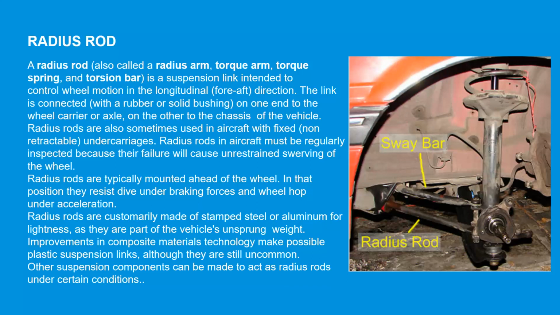Radius rods are typically mounted ahead of the wheel. In that position, they resist drive under braking force and wheel hop under acceleration. Radius rods are customarily made of stamped steel and aluminum for lightness, as they are part of the vehicle's sprung weight. Improvements in composite material technology make possible plastic suspension links, although they are still uncommon. Other suspension components can be made to act as radius rods under certain conditions.